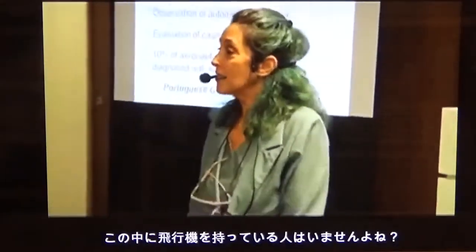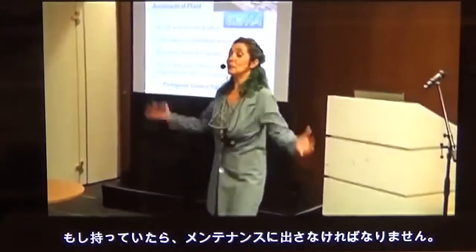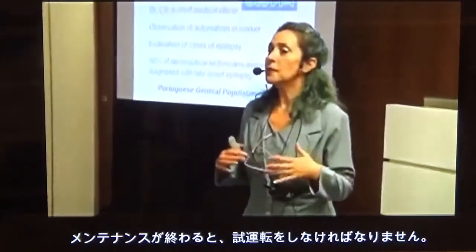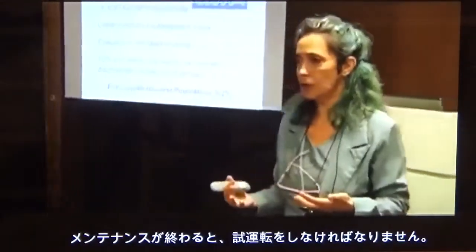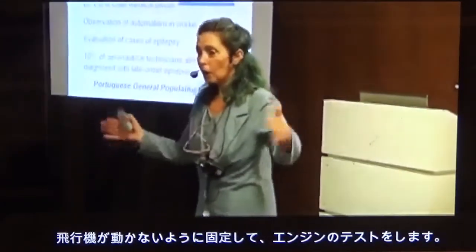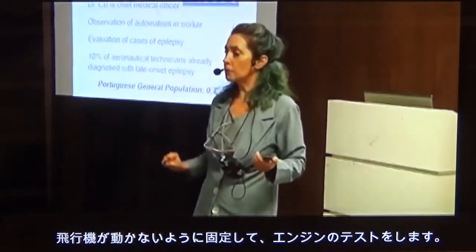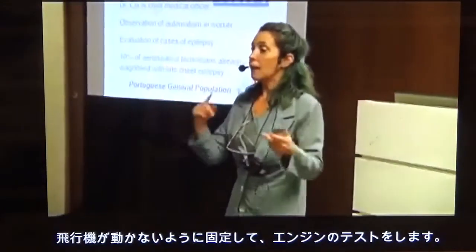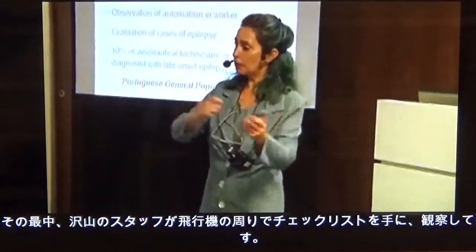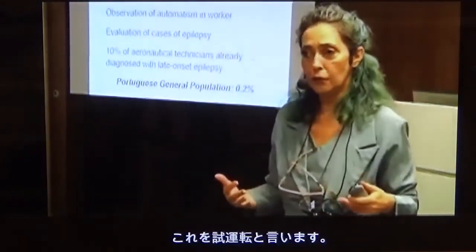I suppose none of you have airplanes, but if you have an airplane, you must bring the airplane for maintenance. After the maintenance is done, there is a procedure called the run-up procedure. At this time, you put the aircraft stopped on the tarmac, and you test all the regimes of the engines. And while this is happening, you have quality control people around the aircraft making checklists. This is called a run-up procedure.